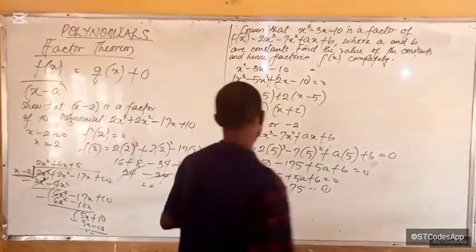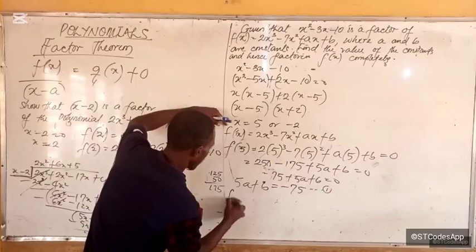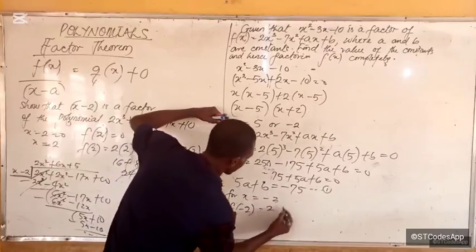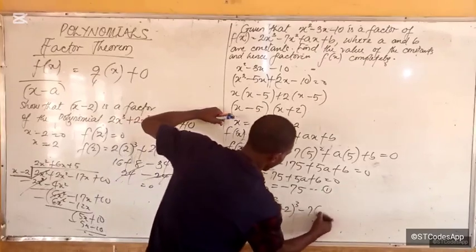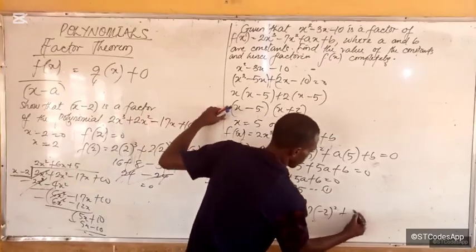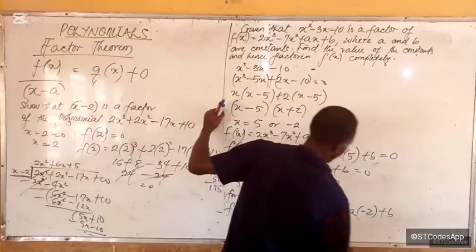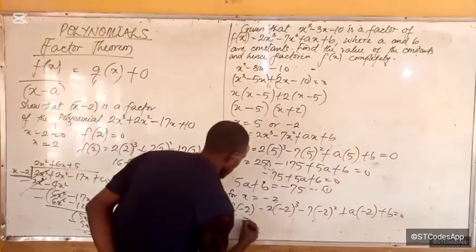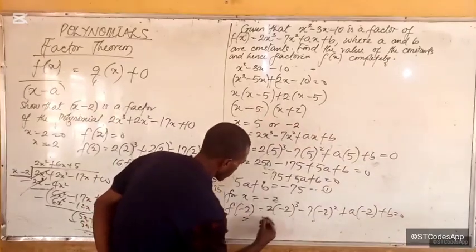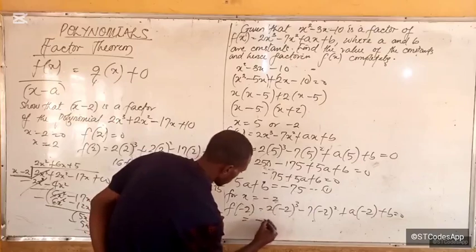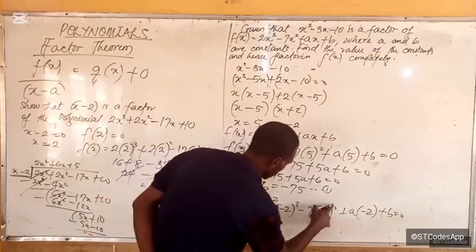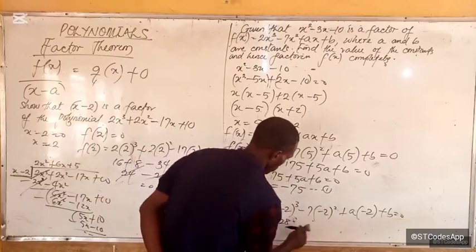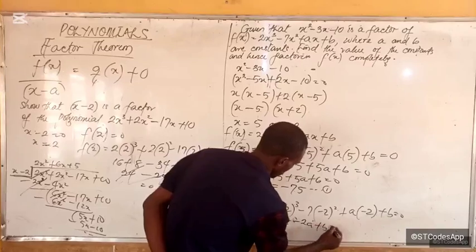Then for x equals minus 2, we have that f of minus 2 will be 2 into bracket minus 2 cubed, minus 7 into bracket minus 2 squared, plus a into bracket minus 2, plus b, which should be equal to 0 given the factor theorem. So minus 2 cubed will give us minus 8, times 2 is minus 16. Minus 2 squared is 4, times this gives minus 28, plus minus 2a plus b equals 0.